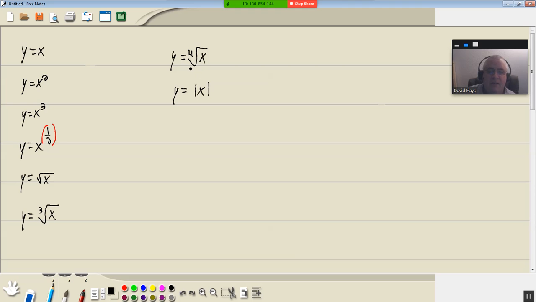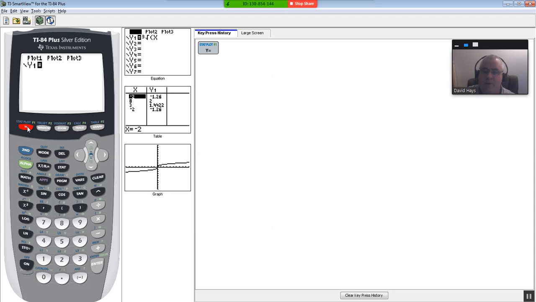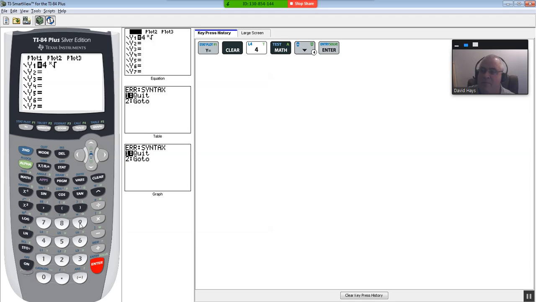Now the fourth root of x. I don't care what the fourth root of x looks like. What I'm demonstrating here is how you handle it when you have any index. So if I press my y equals, clear, I put my index in first. So I'll put a 4 in there. Then I'll go to math, and we want to choose the fifth one. The one is the radical with an x there. Now I'm going to put my beginning parentheses. Then I'll put an x in. And you can put a closing parentheses if you want. That's optional at the very end. And then graph.